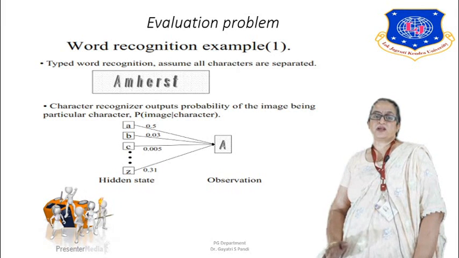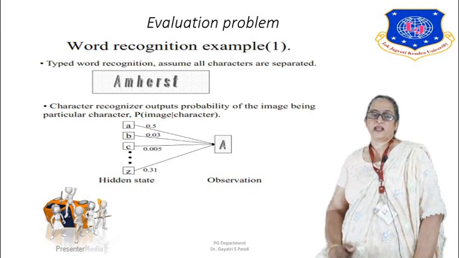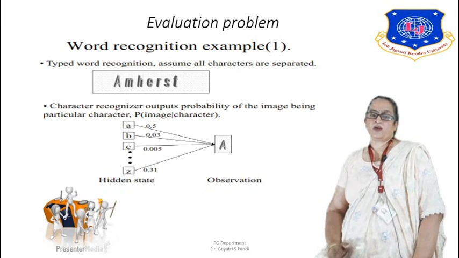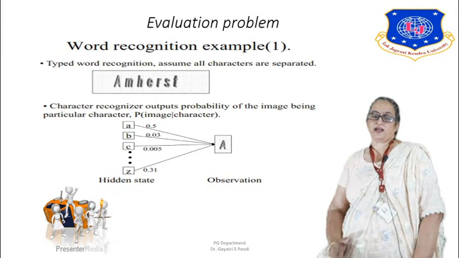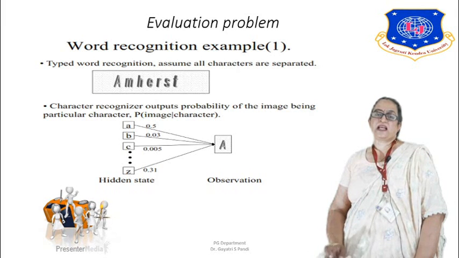So P of image given character is specified here, and the various characters are given in the hidden state, that is A to Z, right? And the probability of the first character, A, is specified as 0.5, and then it is 0.003, and then the probability will go on reducing, right? So with the hidden state, the various probabilities are given and the observation is repeated. Similarly, the same thing could be done with the other characters. Whichever specific character it matches, the probability for that specific character would obviously be high.